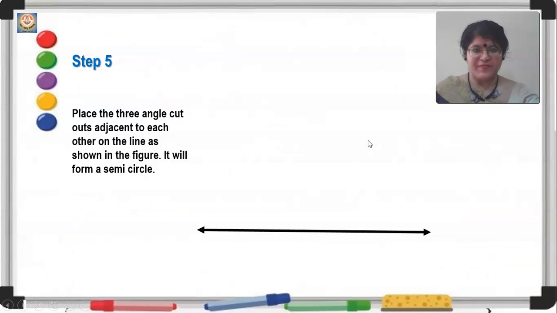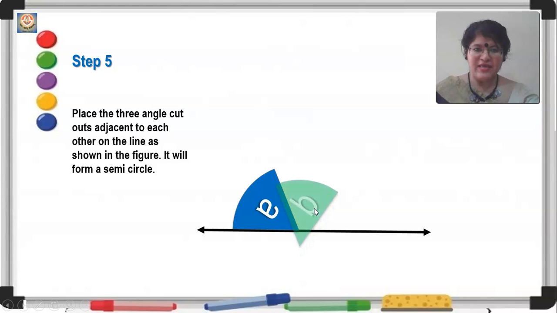Now step 5. Now the fifth step is the cutouts that you have got, that is 3 cutouts, A, B and C. You are going to place them on this line. So in your MathLab book, you're going to draw a line, take those 3 cutouts and place them adjacent to each other. So this is how you're going to place A facing downwards. The tip will be there on the line.